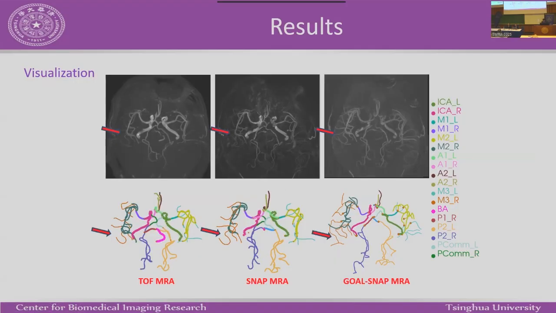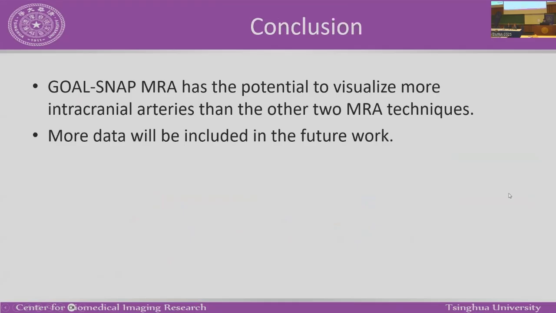Here are examples of the intracranial artery tracking of the 3 MRA techniques. It can be seen that GoSNAP MRA has potential to visualize more intracranial artery than the other 2. It can be concluded that GoSNAP MRA has potential to visualize more intracranial artery than SNAP and TOF. In the future, more data should be included. That's it. Thank you for listening.